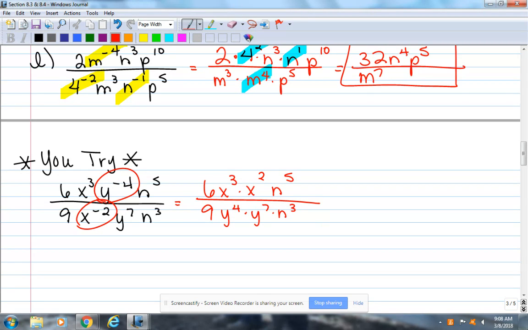The 6/9 simplifies as a fraction. 2/3. Good. What about your x's on top? What do you do with those? Add and get x to the what? And same thing with the y's on bottom. You can add those and get y to the what? And what about those n's? Subtract them and what do you get? N squared on top, because that's where the big one was.